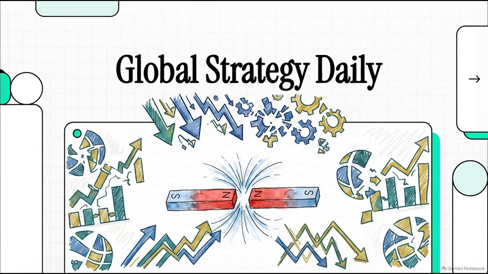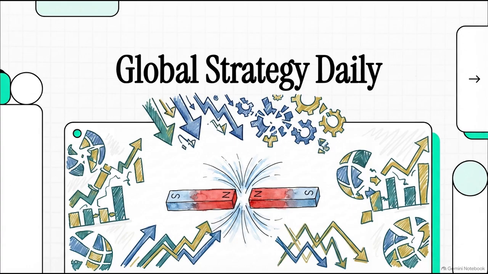I'm your host, and today we're diving deep into a massive macro theme that's basically defining the current market. We're looking at a brutal collision between central bank impatience and multidimensional market polarization. We are going to strip away the noise and look strictly at the data.